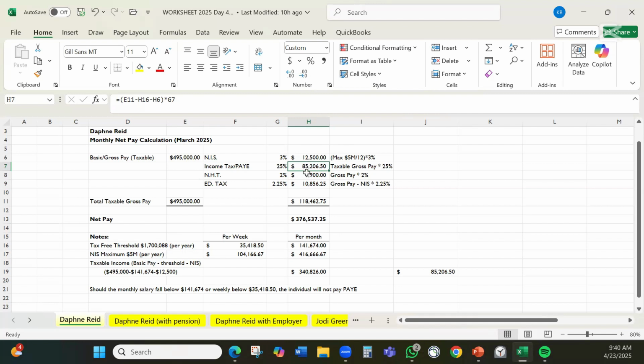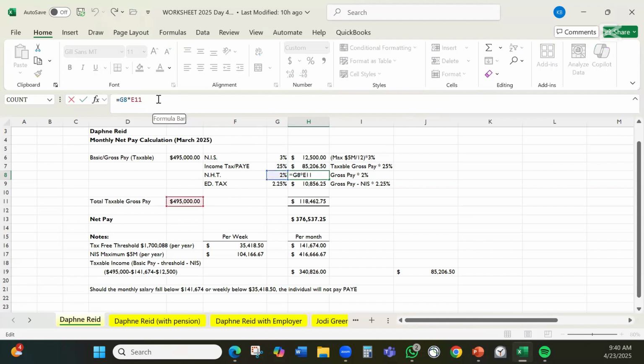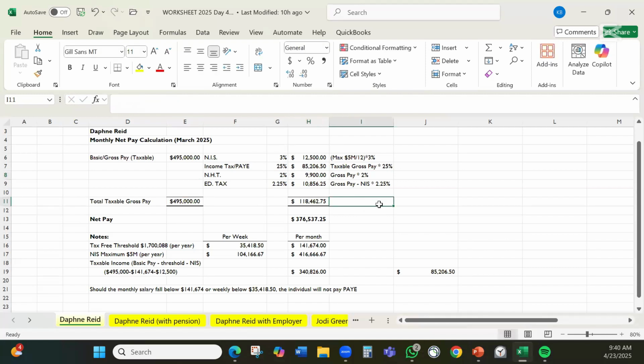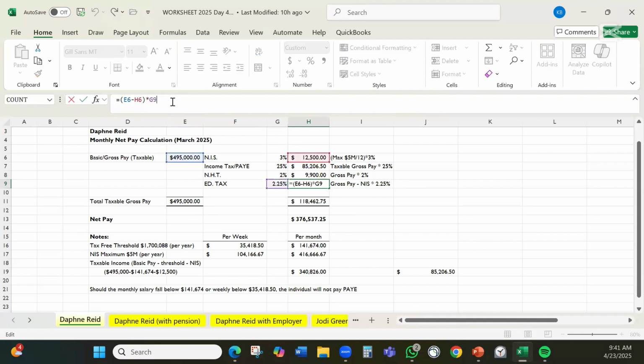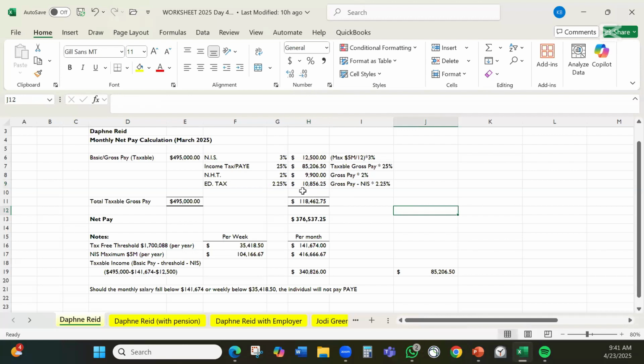So we calculated the NIS and we calculated the income tax. Then we go to the NHT. The NHT is 2% of the gross. So the NHT is just, see the formula here? 2% of this 495. That's how you get your NHT, right? And then for the education tax now, it is the gross and you get an allowance for the NIS. So it is going to be, and the formulas are in the worksheet, the gross minus the NIS, and then you apply the rate to it. And that is what gives you your education tax.